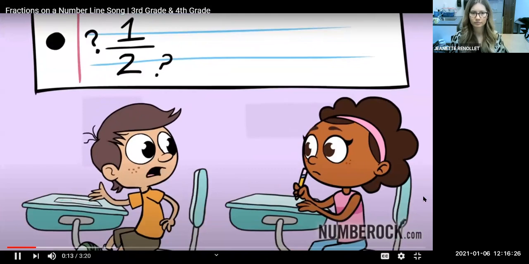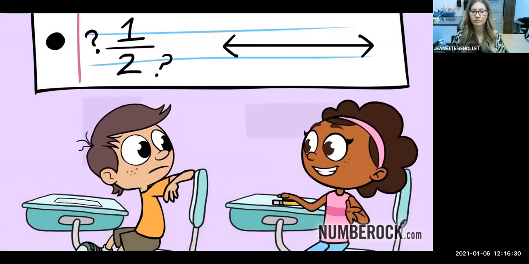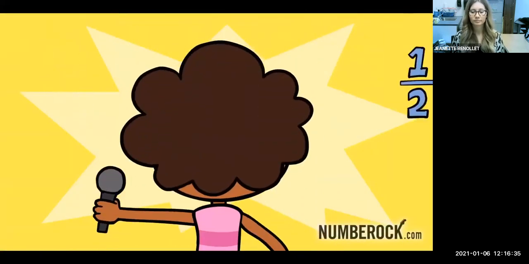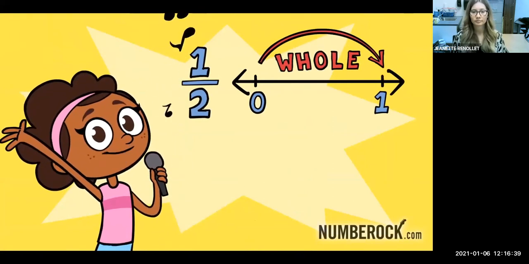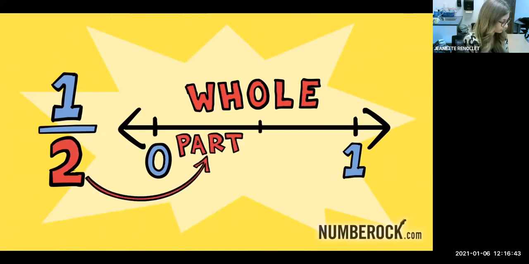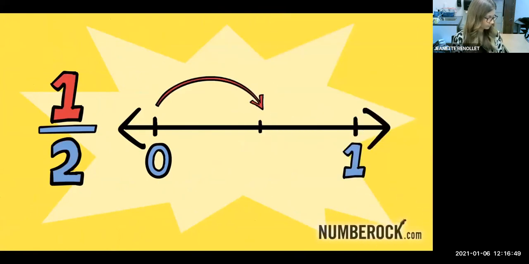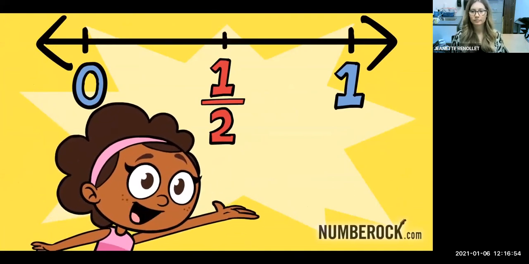Help me find where to write 1/2 on the number line. She said, first draw a line with 2 arrows. Then she sang a song, here's how it goes. 0 to 1 is the whole that we split apart. The denominator tells us into how many parts. Make a line that starts from 0 to the first mark, and 1/2 is what you'll find when you get that far.